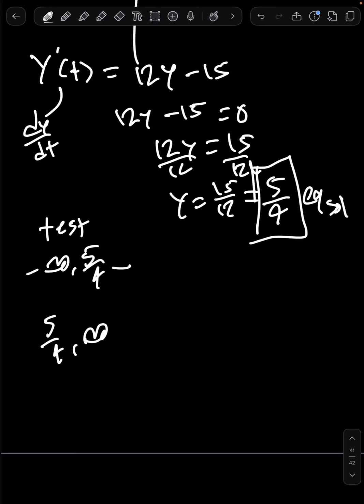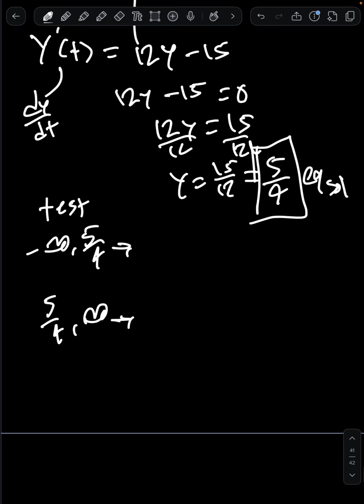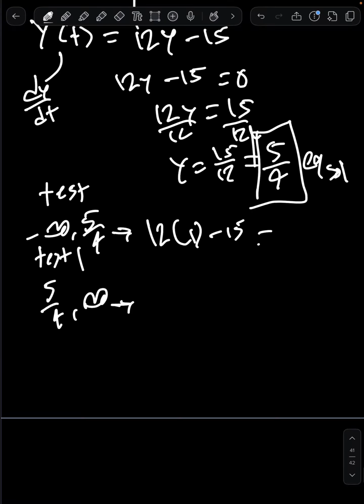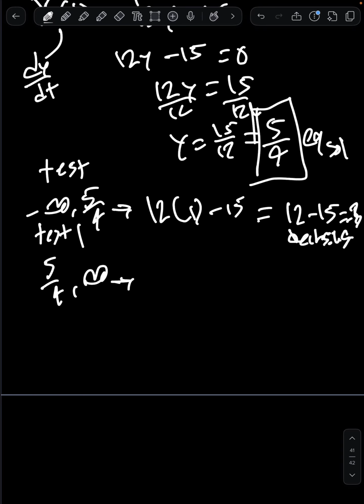We want to see whether the function is increasing or decreasing along these intervals. For the top part, negative infinity to 5 over 4, let's test 1, since that's within the interval range, since 5 over 4 is greater than 1. Let's put that into the equation: 12 times 1 minus 15 equals 12 minus 15, which is negative 3. That tells me that the function is decreasing within this interval because we get a negative number, which also tells me that the slope is decreasing.